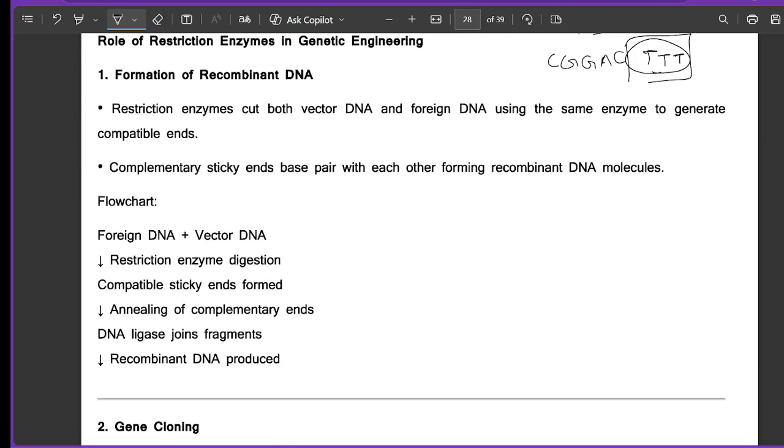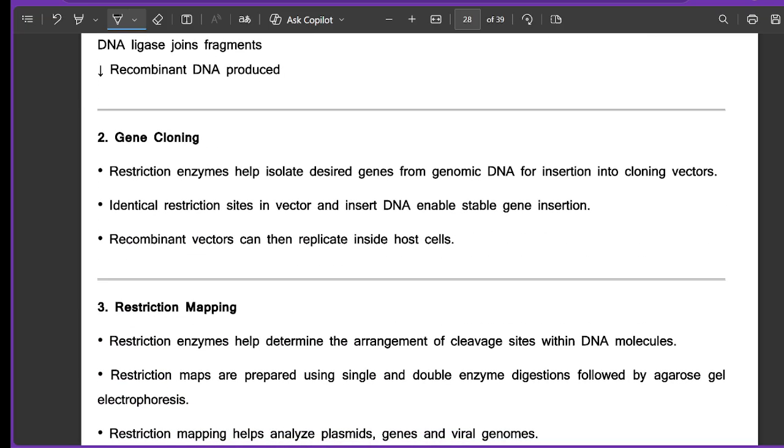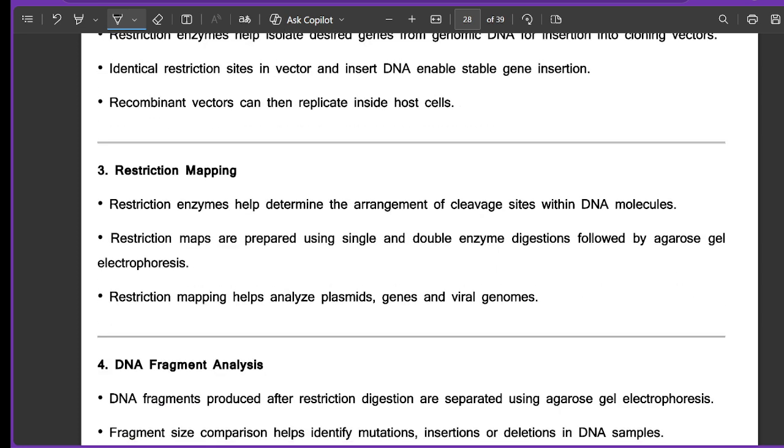The roles are very clear. One of them is to form the recombinant DNA. The other one is for gene cloning. As I already told you, type IIS restriction enzymes are mainly used for this only. Then there is restriction mapping also. You can identify the restriction sites in a particular genome by single digestion and performing double digestion.